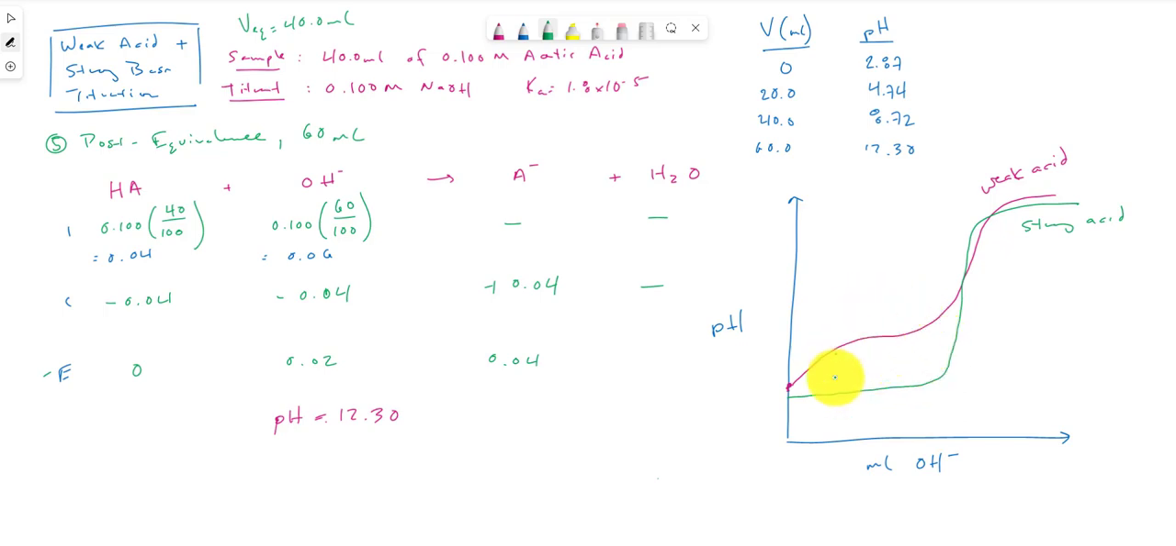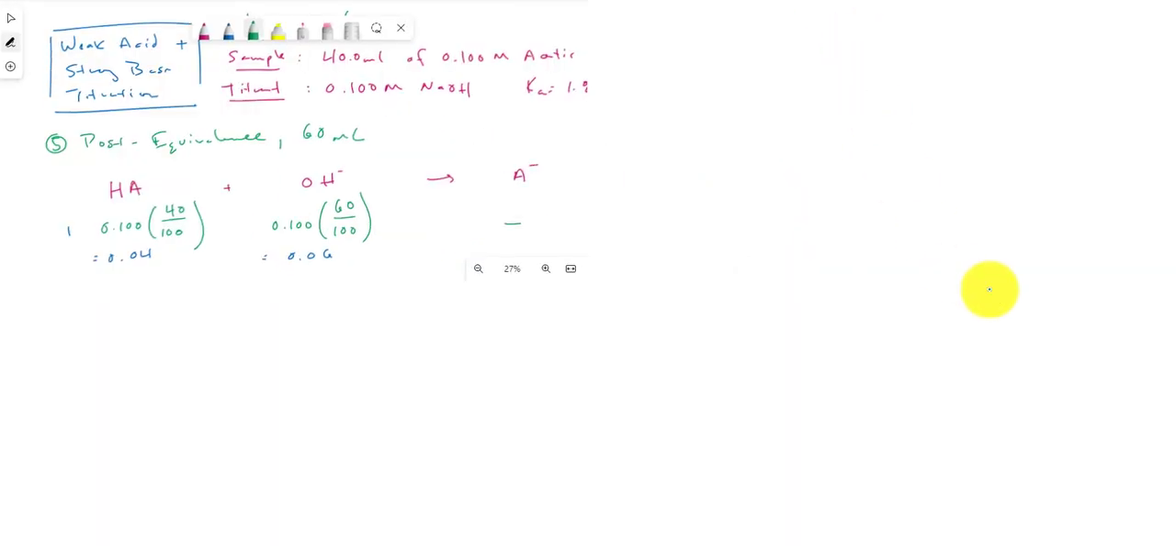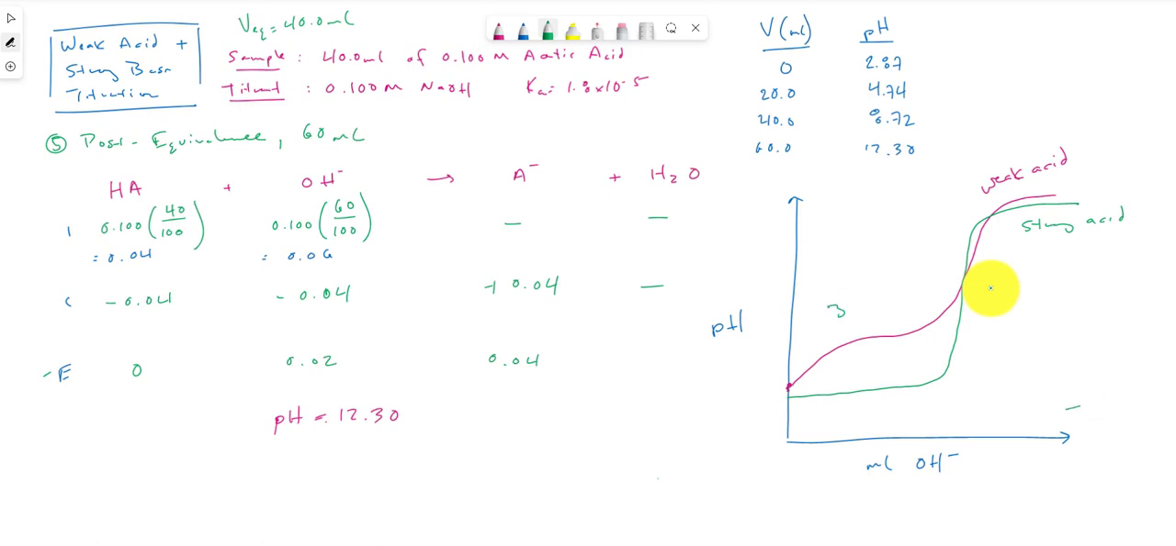And the reason, hopefully, that you understand for this is because we have both a weak acid and its conjugate base in solution at this point. And so we call that the buffer region. It's distinctly different from the strong acid and base because you can't make a buffer from a strong acid and base. So this is the buffer region. This is the equivalence region, and this would be our post-buffer region. And this is always going to be true for any weak system that's being titrated with a strong system.